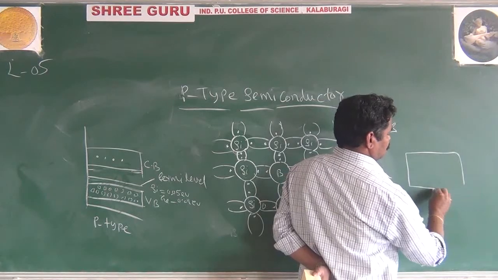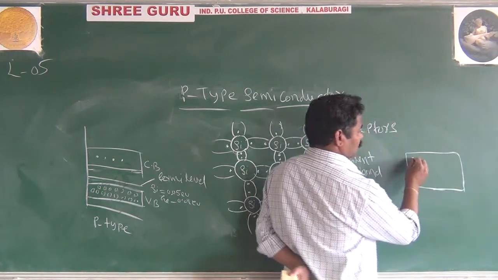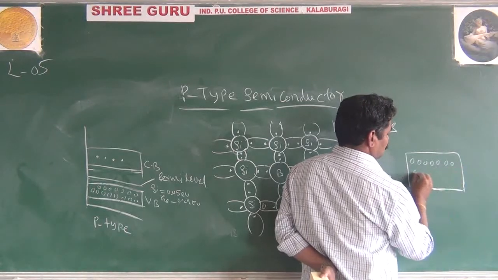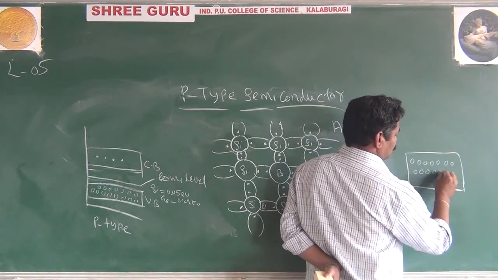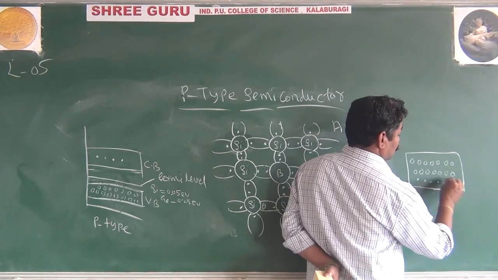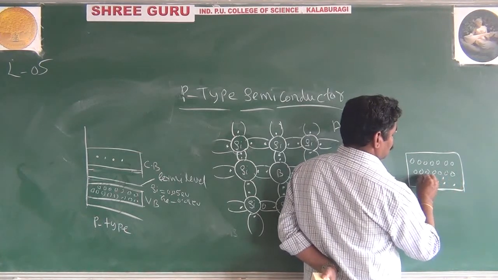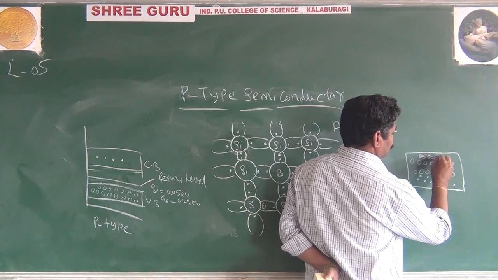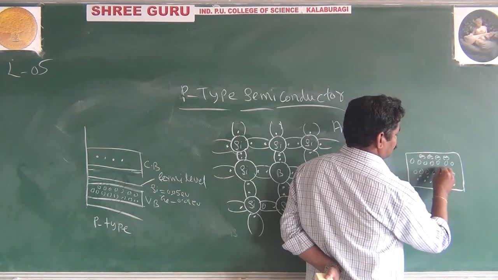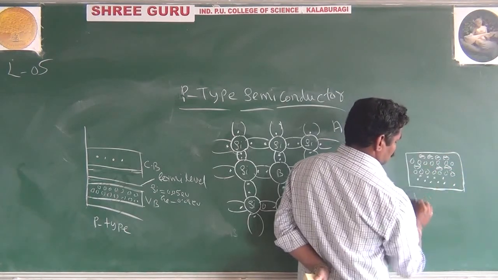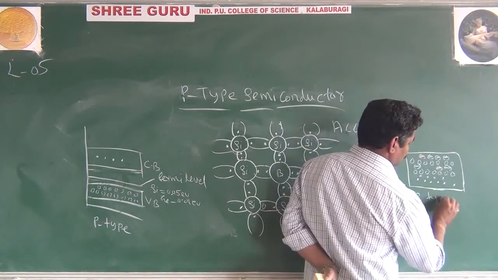As I said here, no doubt, it has holes as majority carriers. And also, it has electrons. And also, you have some negative immovable ions. They have negative immovable ions like that. This is nothing but your p-type semiconductor.